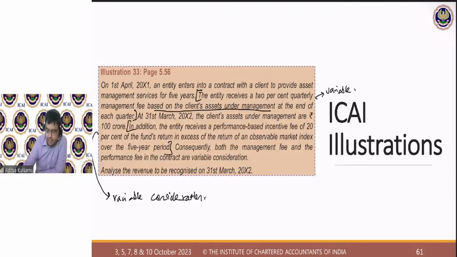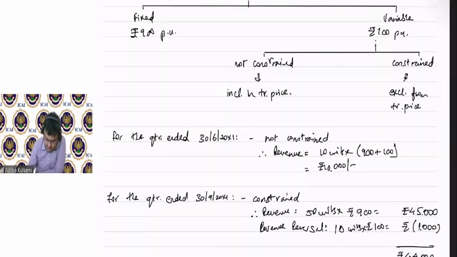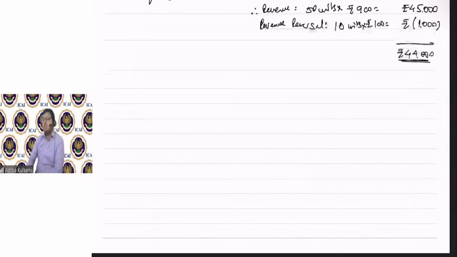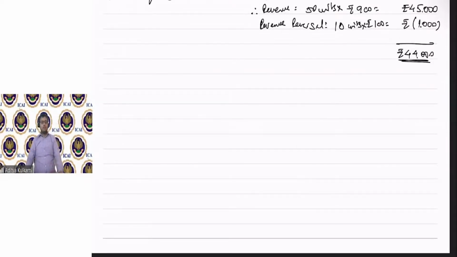Next, let us proceed to the next understanding. There are two small concepts. One is, we are done with variable consideration. What all is to be included, what should not be included, everything is done. So what is variable consideration? Essentially, your consideration is not fixed.